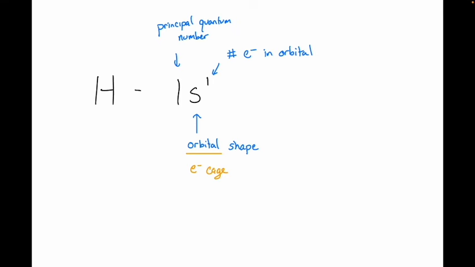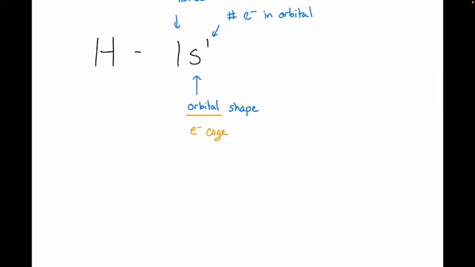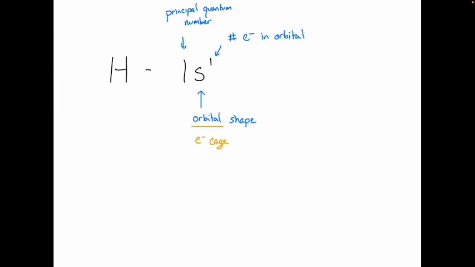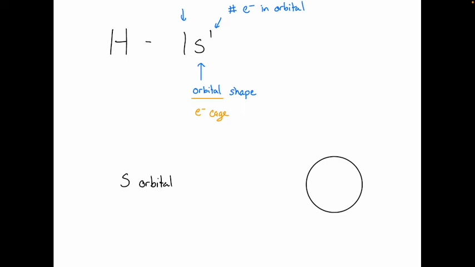So the s corresponds to the shape of the orbital. We got three different types of orbitals to talk about. An s orbital. Yep, we'll get there. All right, an s orbital has a spherical shape. That's not how you spell spherical.